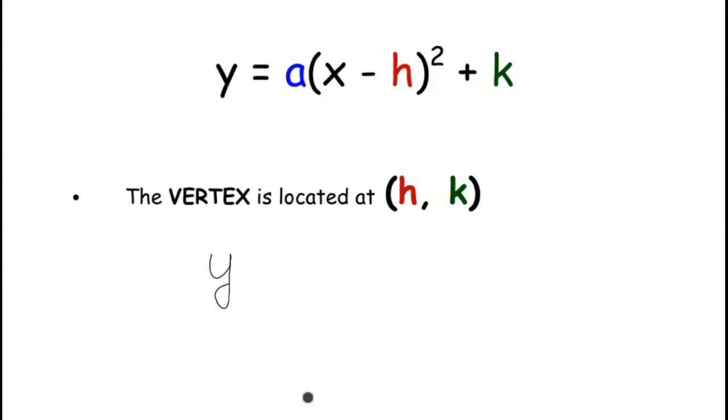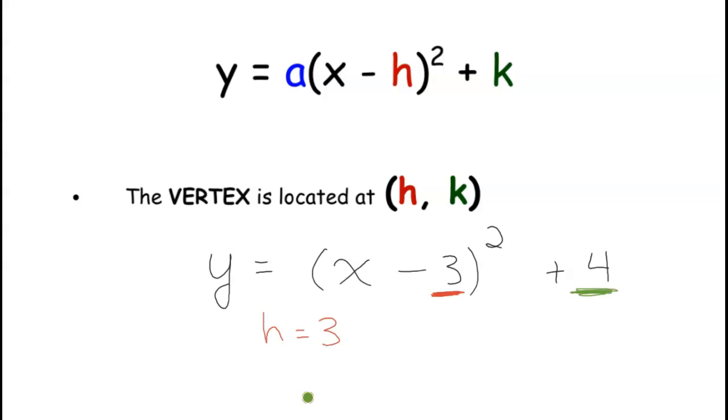Let's say I had an equation like (x minus 3) all squared plus 4. Now when I look at this, I'm going to first identify what my h value is and what my k value is. So I can tell that my h value in this is 3, right? Because it's in the position that h would normally be. And then I'm going to look and see, well, what's in my k position? Well, that's a 4. And so my k value is 4. So I can therefore say that my vertex is at (3, 4).